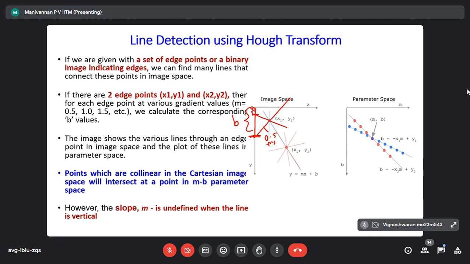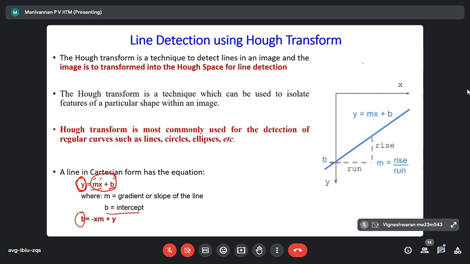So now for each point, I am drawing the lines with different m value, or gradient, or slope. That means if you say m is 0.5, then you are calculating the B value. You can calculate B using this formula.